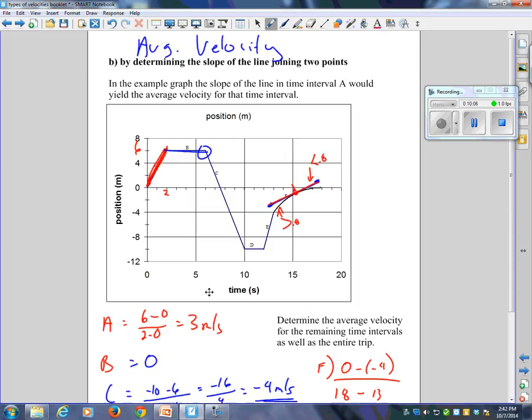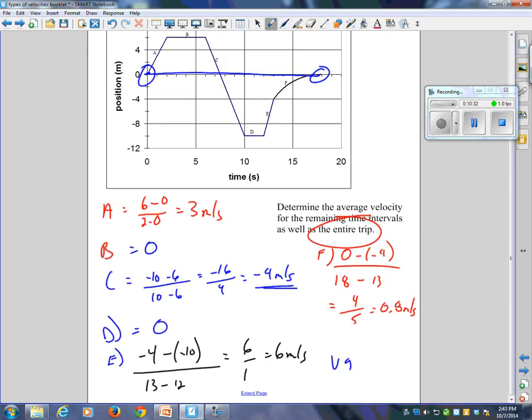Let's go back to this one here because I meant to do this. What is the overall average velocity for this one? You say zero. Why zero? If you connect the start and the end, it's flat. The overall average is zero. So even though you go forward and stop, come backwards fast and stop, go forward really fast, stop, then go forward and slow down, you basically didn't go anywhere.